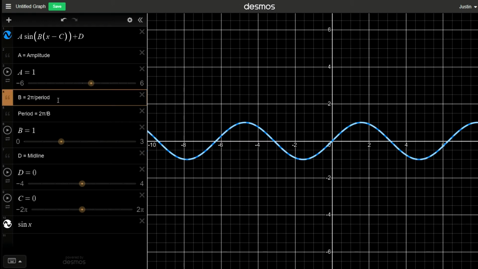Looking at b had this weird relationship where it is equal to 2 pi divided by the period. So let's see what actually happens to my period as I change b. So let's see what happens as I make b bigger.